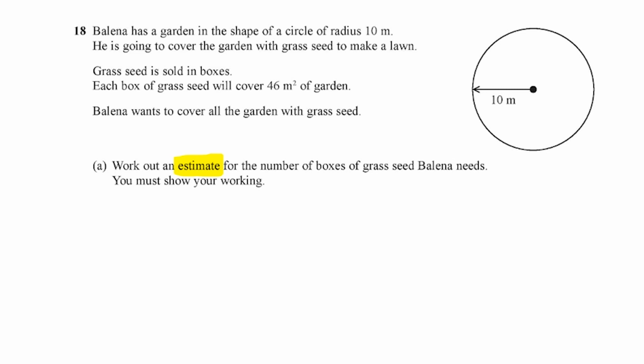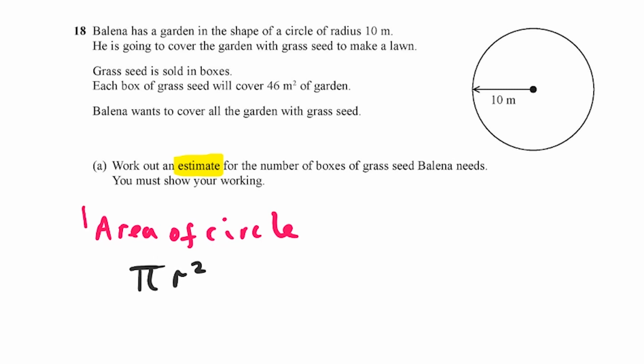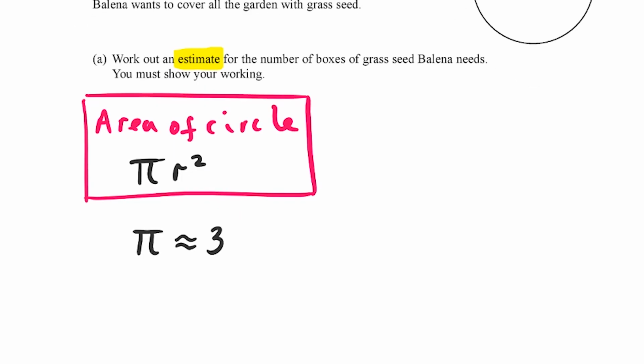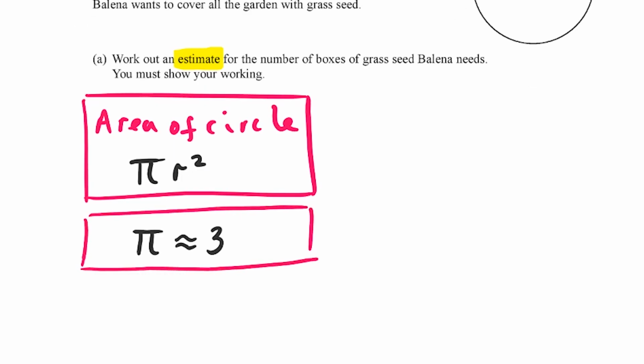So we've got a circle here. We're going to have to find out the area of that circle. So don't forget the formula for the area of a circle is pi r squared. Now this is a non-calculator paper and it tells us to estimate. So for pi, we're just going to round that off to 3. That's what it means when it talks about estimating. Just use approximate figures. So pi is equal to 3.